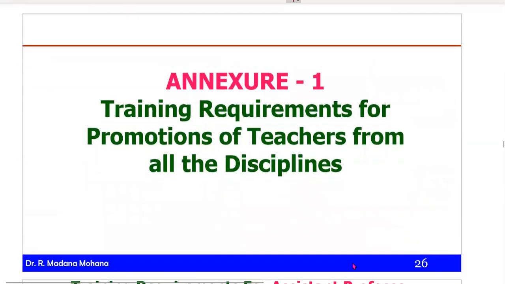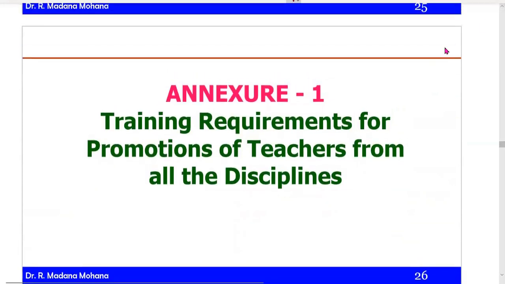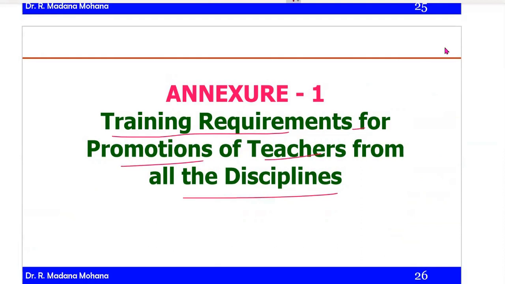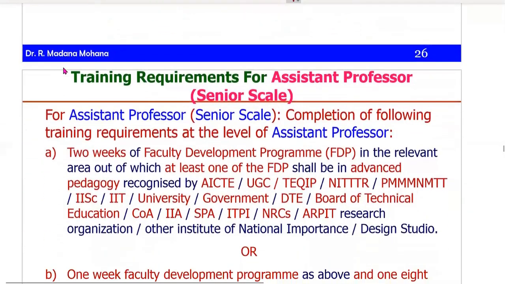Okay, now coming to Annexure 1. In Annexure 1, the minimum training requirements for promotions of teachers from all the disciplines, like assistant professor to associate professor. Previously, in the minimum requirements we discussed, we mentioned one point: minimum training requirements need to be fulfilled. So now, designation wise, what are the training requirements? Those are shown in this annexure.